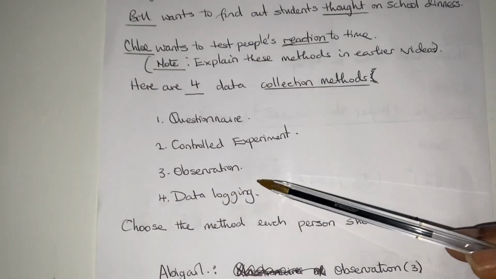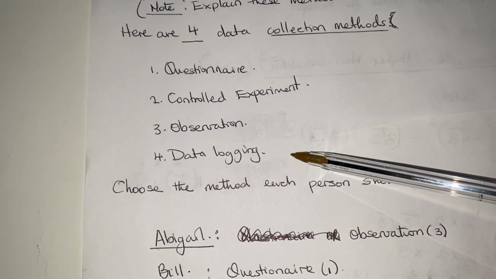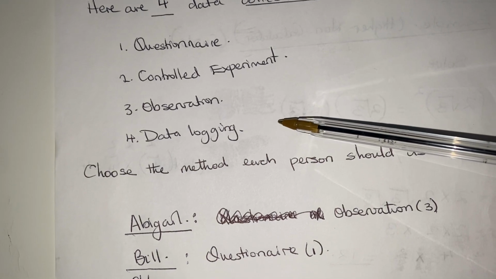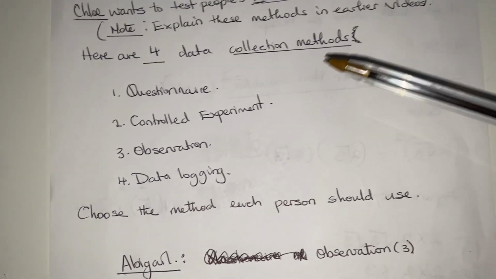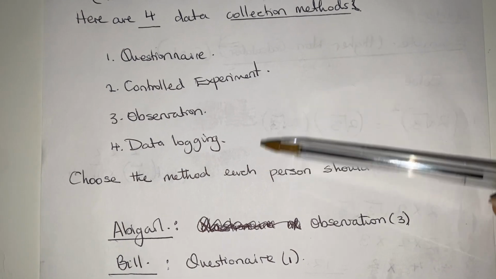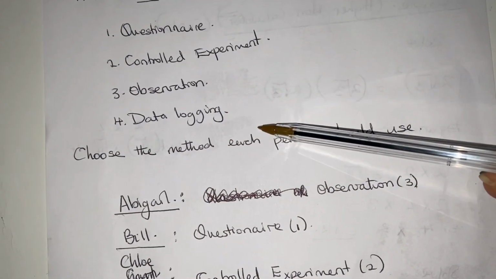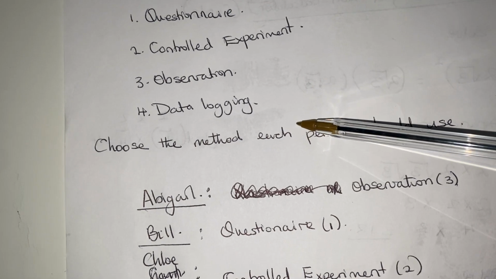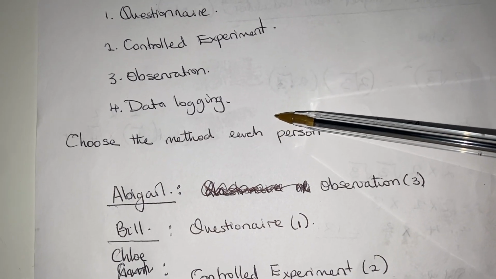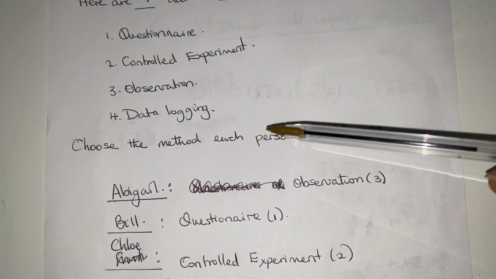Observation, so you can do it by counting or just observing how many cars are red, how many cars are black, how many cars are green, how many students in year 9 came to school late, how many latecomers or how many early students. Okay, by observation. Data logging, that one can also be from the shop: how many things are sold in what section. Okay, I've explained all this.